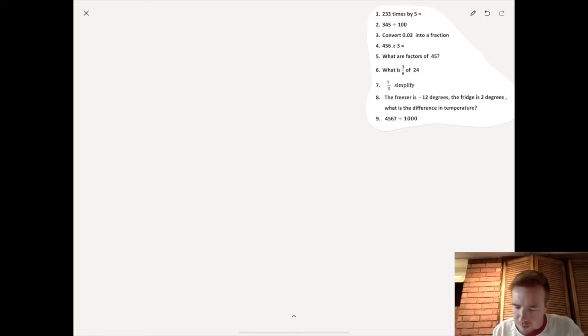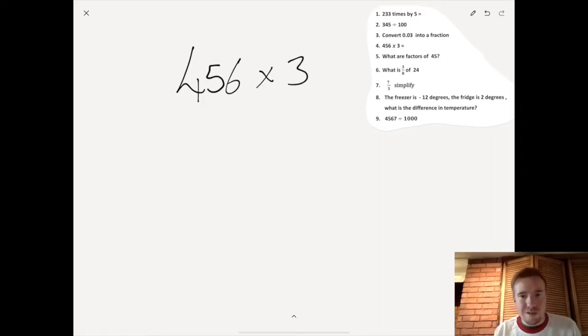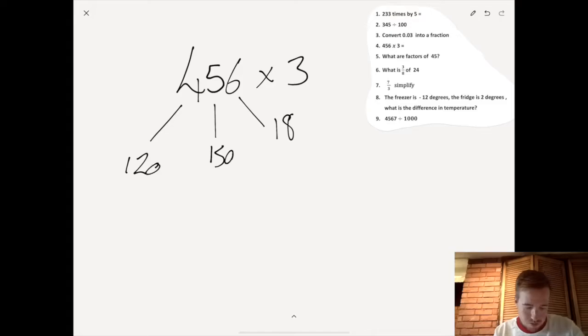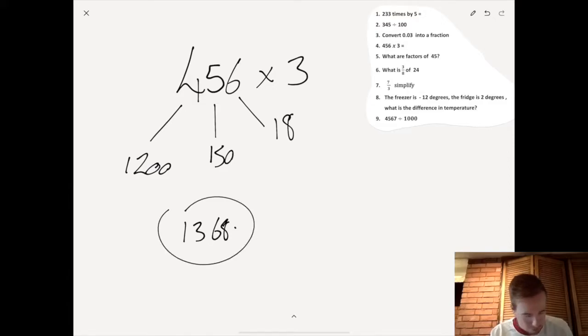The times looks a little bit funny on this one. I'm not sure why. 456 times 3. It looks like an X, like it's trying to give you algebra, but it's not. 6 times 3 is 18. 50 times 3 is 150. 400 times 3 is 1,200. So 1, 3, 6, 8. Perfect. Okay, so 1,368 for number 3.